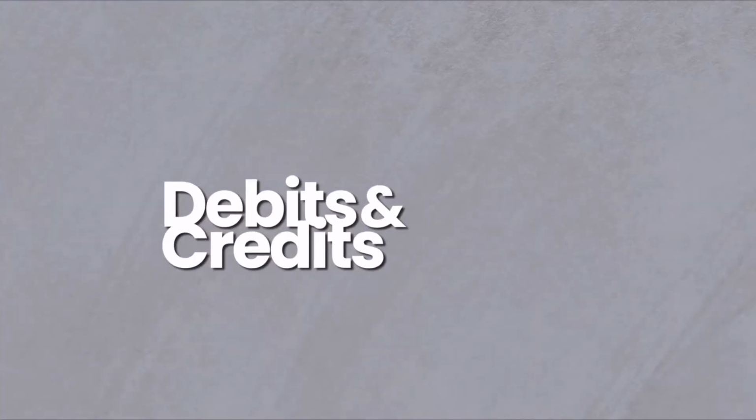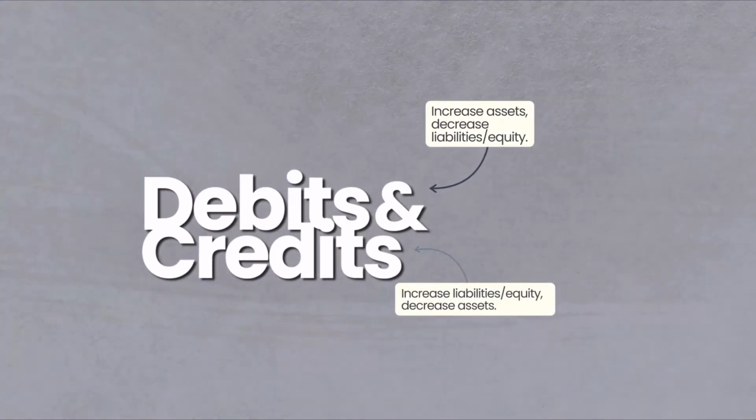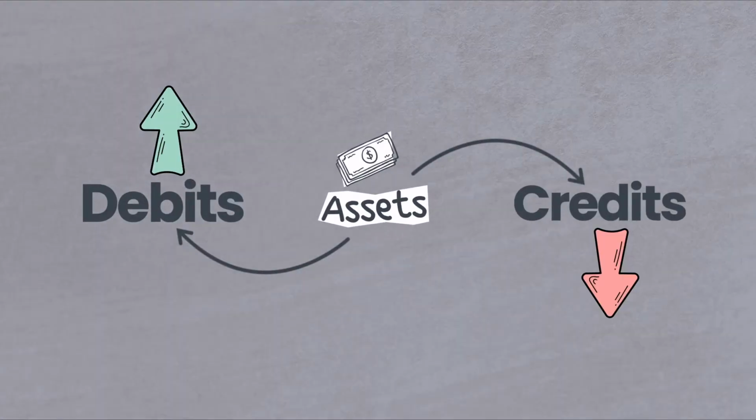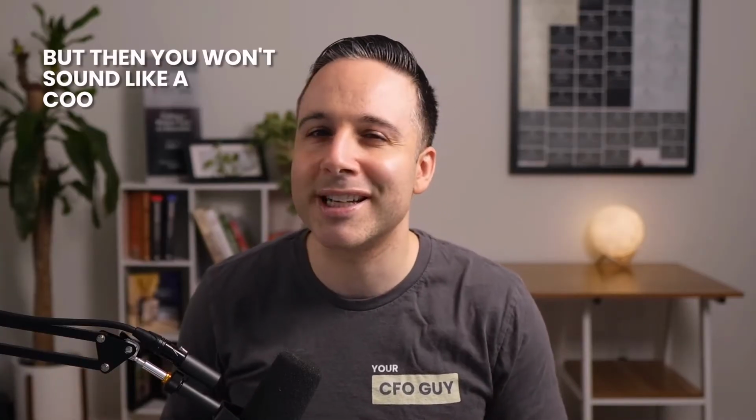Well, they aren't really anything. Debits and credits are just a way to communicate how the values on your general ledger are either increasing or decreasing. So anytime something happens financially in a business, you'd say debit this or credit that. Now, if you want, you can instead say increase this account and decrease that account, but then you won't really sound like a cool accountant.